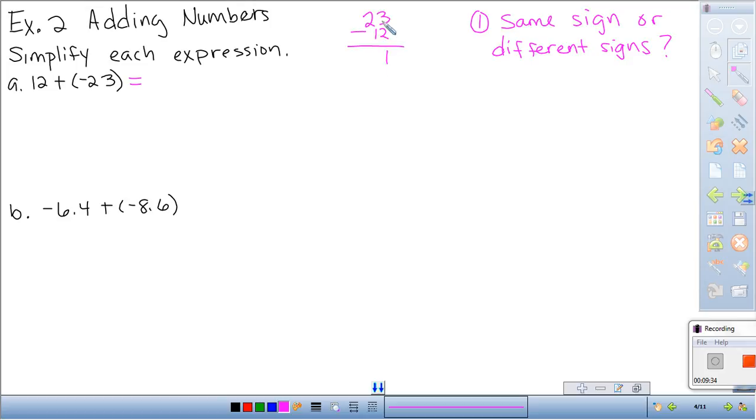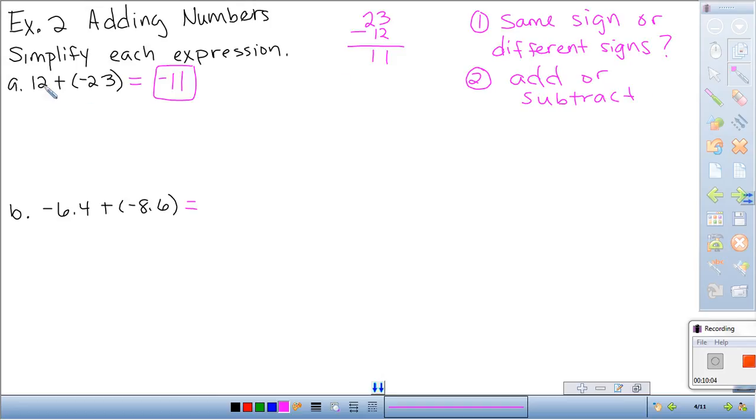3 minus 2 is 1. 2 minus 1 is 1. So that's 11. And then keep the sign of the number with the larger absolute value. So which number is bigger? Ignoring the negative, is 23 or 12 bigger? 23 is, it's negative, so our answer is negative. Let's try that again on B. So we're going to know same sign or different signs, and then once you figure that out, are you adding or subtracting?